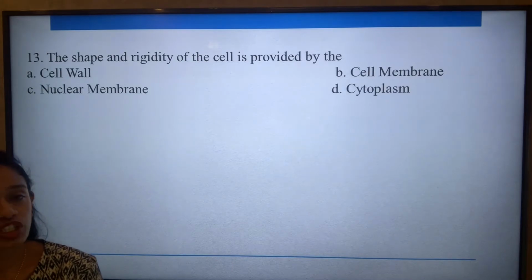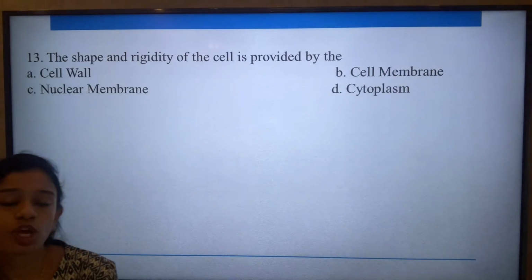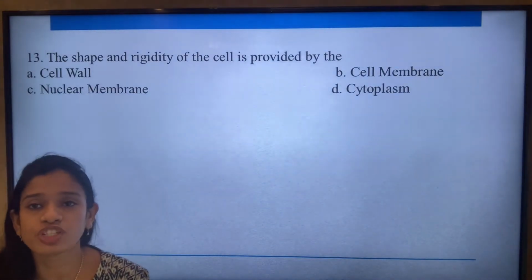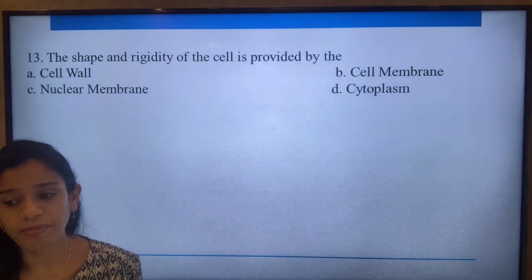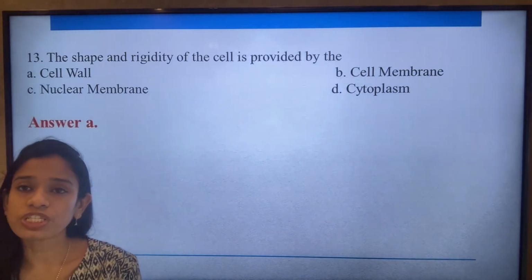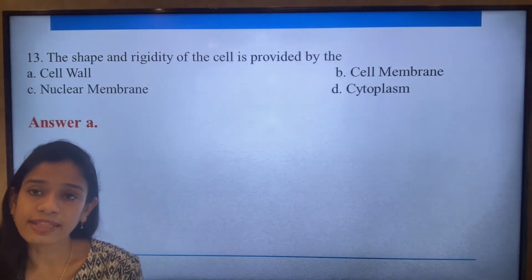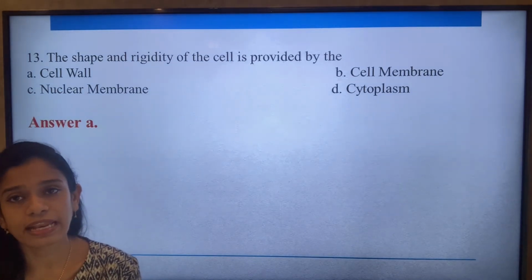The shape and rigidity of the cell is provided by the cell wall, cell membrane, nuclear membrane, or the cytoplasm. So who provides the rigidity and the shape to the cell? Is it the cell wall, the cell membrane, the nuclear membrane, or the cytoplasm? So the correct option is answer A, that is cell wall. It gives the shape and structure to that of a cell.